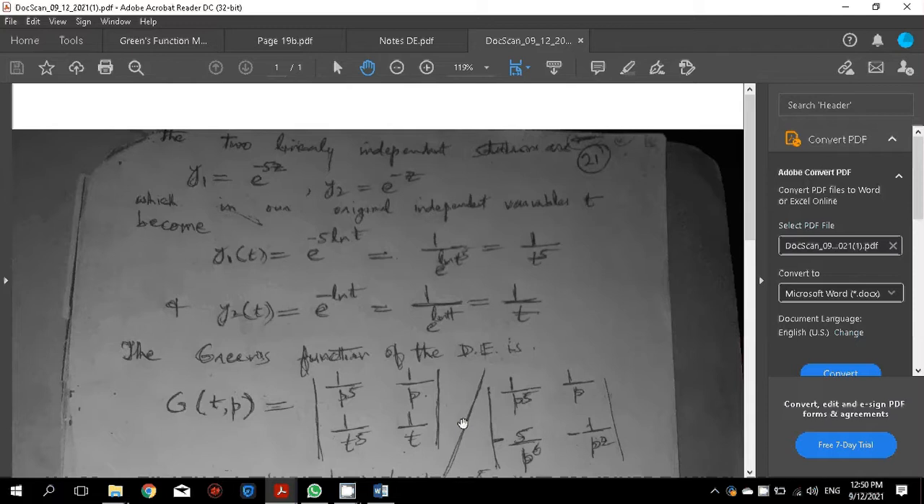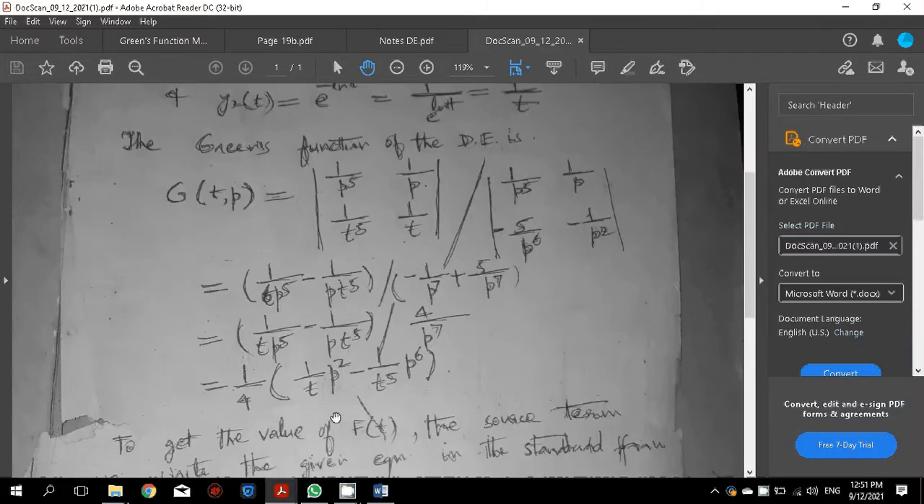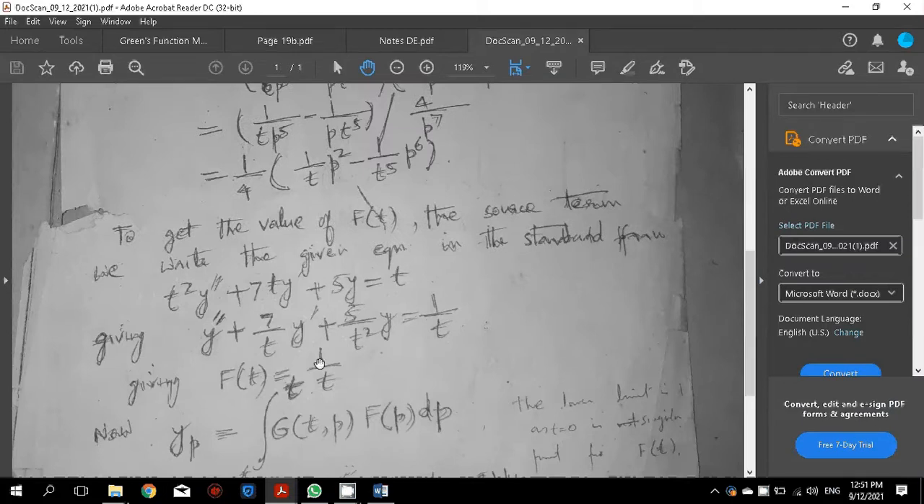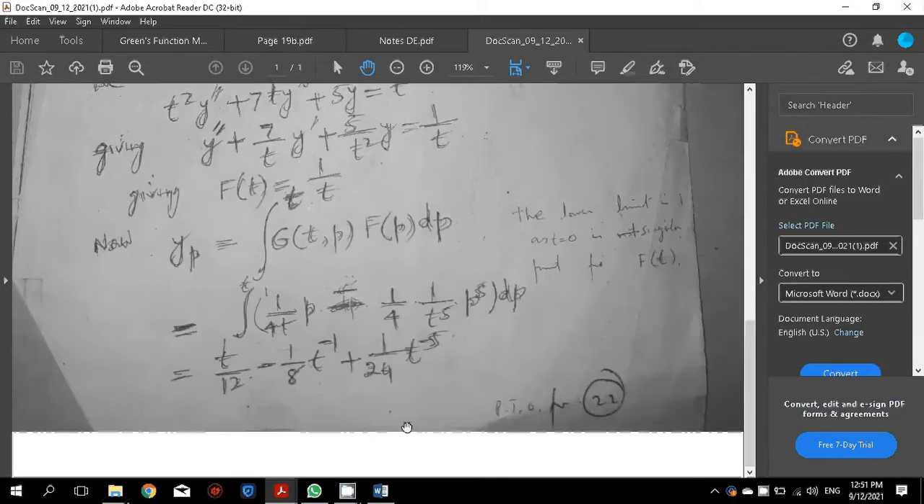So we will continue with y1 equal to e to the power minus 5z and y2 equal to e to the power minus z, and we now substitute our original variable instead of z to get y1(t) as e to the power minus 5 log t, which is equal to 1 over t^5. Similarly, y2(t) becomes 1 over t, and now we find the Green's function, which you can follow from these steps, and the Green's function comes out to be this one, and we substitute the value of the Green's function in the formula over here to get the solution of this differential equation.